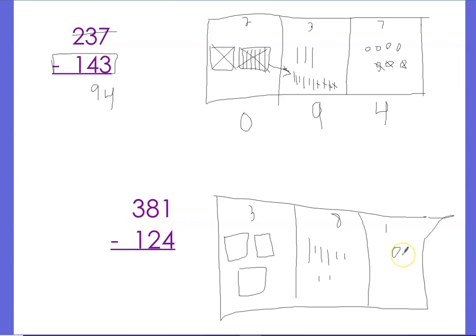Okay, so now I'm going to start in my ones. Remember, we're always going to start in our ones. So in our ones column, we have 1 minus 4. So they want us to take away 4. Can we take away 4 from this? No, right? We don't have enough.